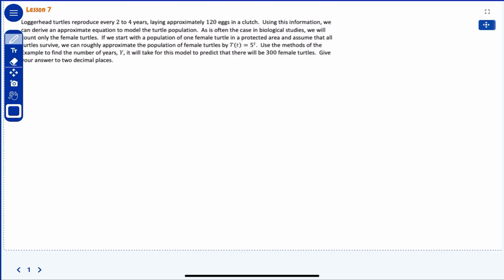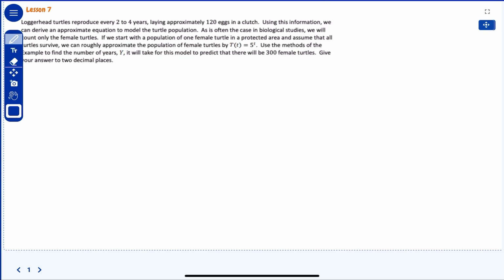the T power. Use the method of the example to find the number of years, Y, it will take for the model to predict that there will be 300 female turtles. Give your answer to 2 decimal places.